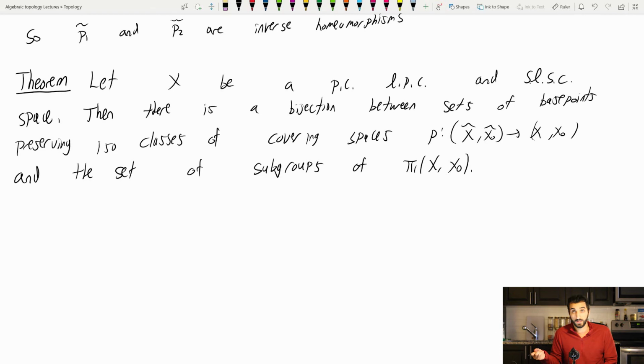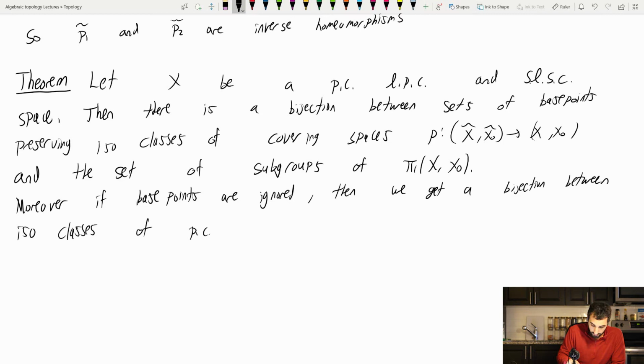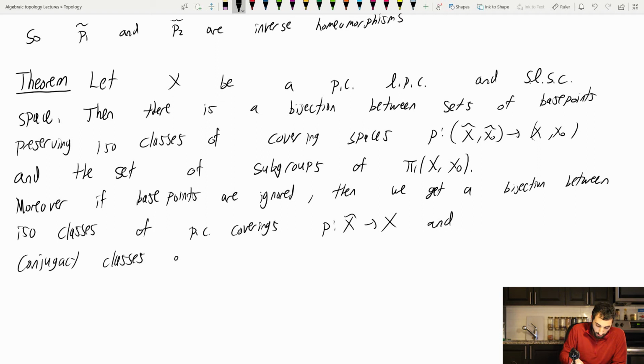This is what we've already shown, and here's what we're going to add. Moreover, if base points are ignored, in other words, I'm allowed to just change the base point of my covering space, then we get a bijection between isomorphism classes of path-connected coverings, P from X twiddle to X, and the new relation we add here is conjugacy classes of subgroups of π1 of X with the base point X naught.